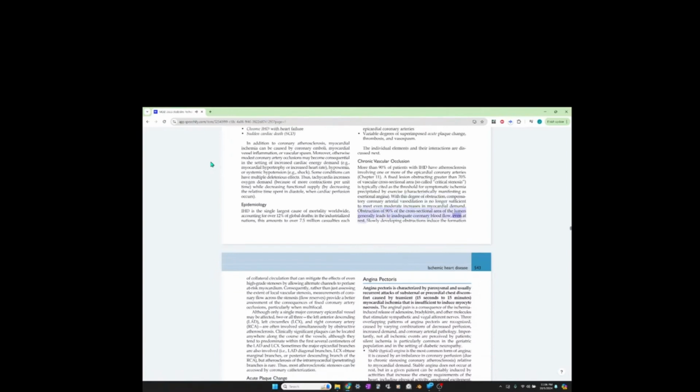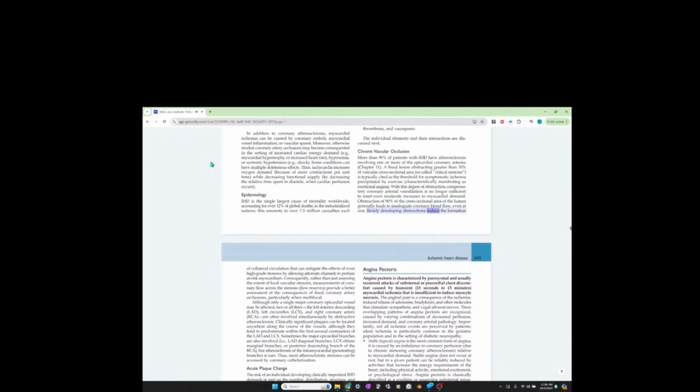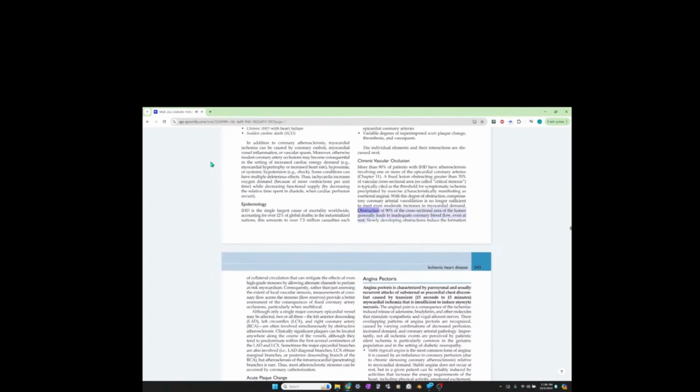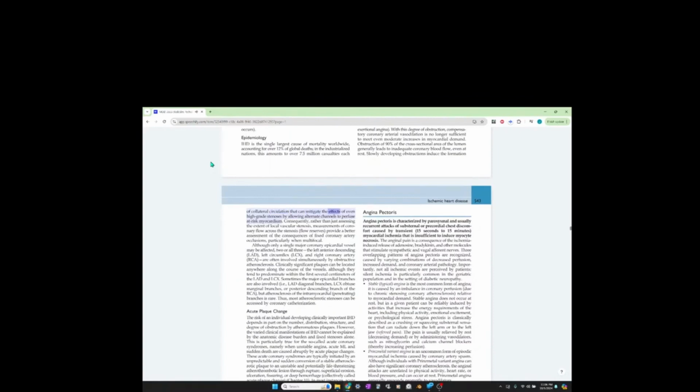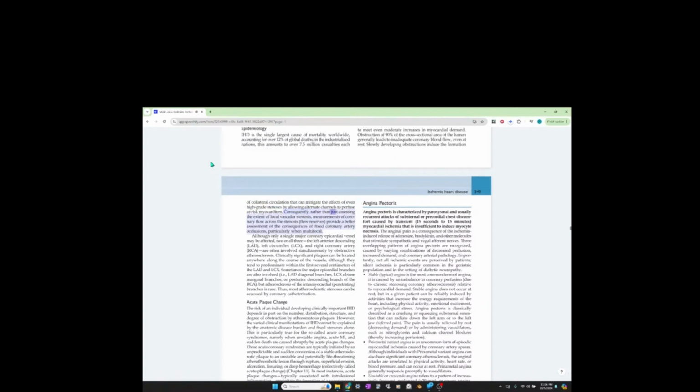flow, even at rest. Slowly developing obstructions induce the formation of collateral circulation that can mitigate the effects of even high-grade stenosis by allowing alternate channels to perfuse at-risk myocardia. Consequently, rather than just assessing the extent of local vascular stenosis, measurements of coronary flow across the stenosis provide a better assessment of the consequences of fixed coronary artery occlusions, particularly when multifocal.